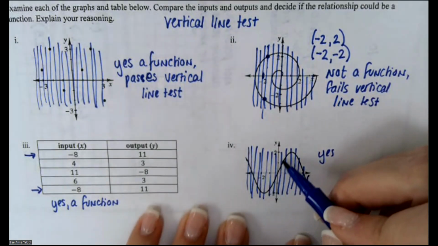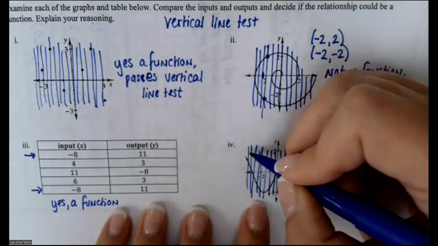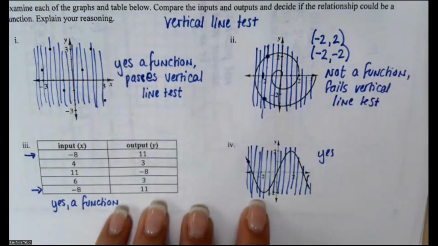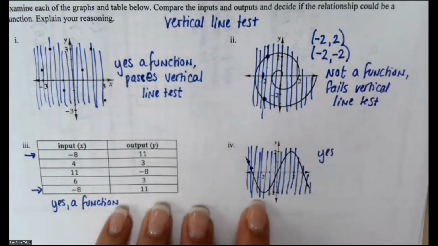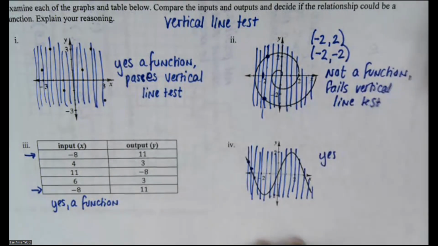Okay, so you see how this vertical line only touched it once? This vertical line only touched it once. This one touched it once.